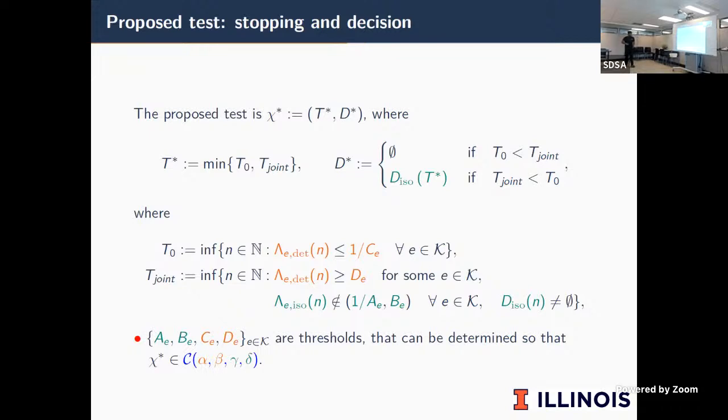And also at this stopping time, we want the presence of at least one signal. So D iso n is not equal to the empty set.